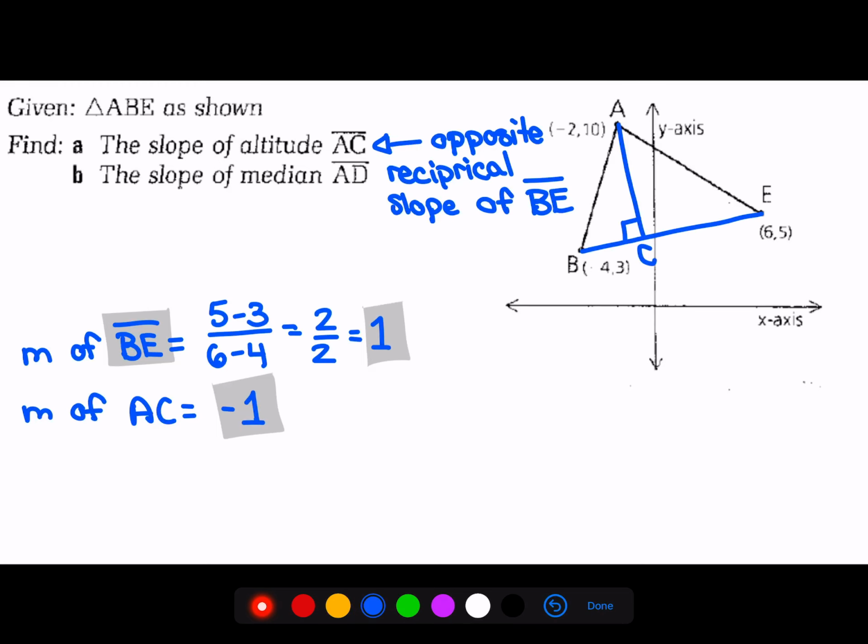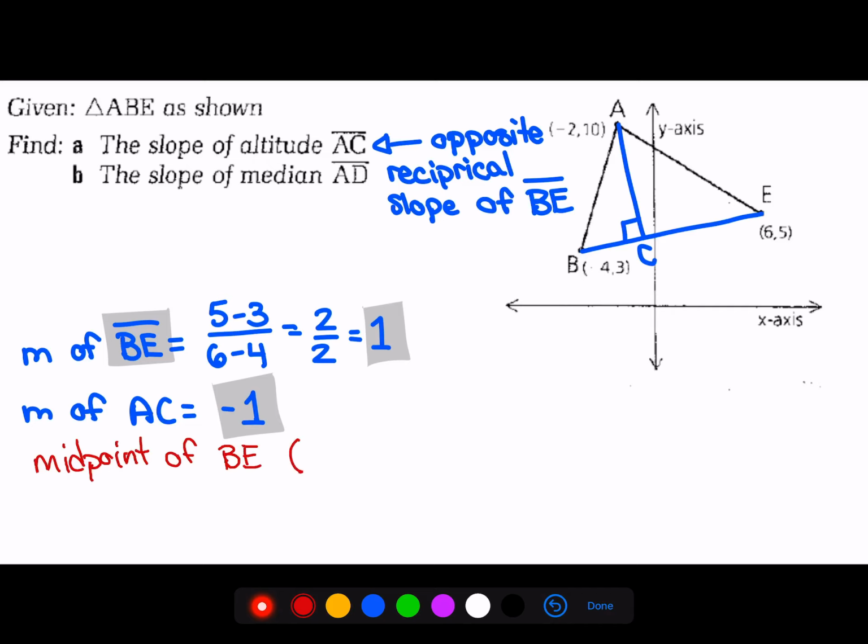Next, we need to find the slope of the median of AD. So the median of AD, that's the segment from the opposite vertex that goes through BE's midpoint. So we're going from A through BE's midpoint, and I'll call that midpoint point D. So we're going from A through D. So to do that, we first need to find the midpoint of BE.